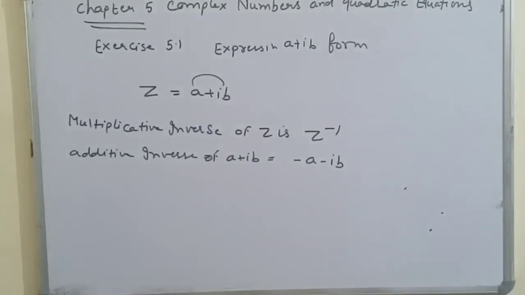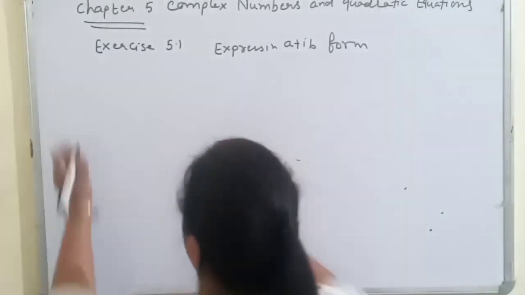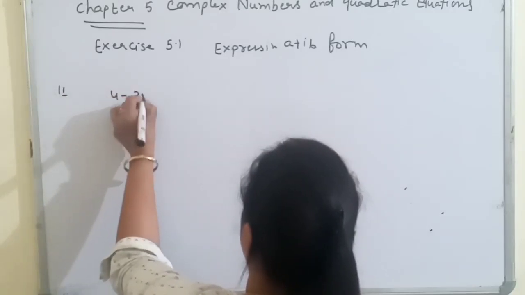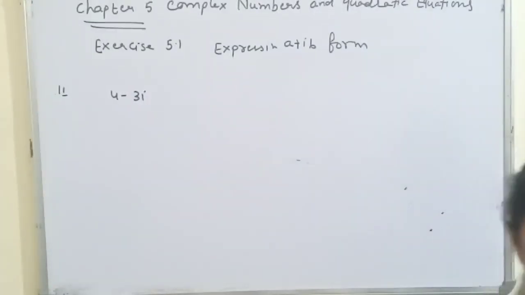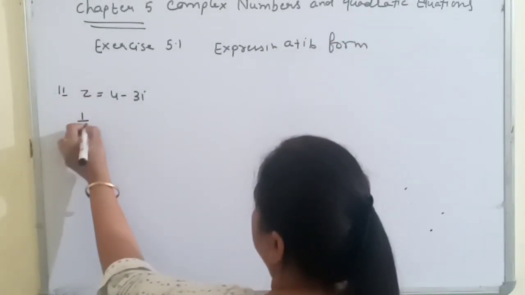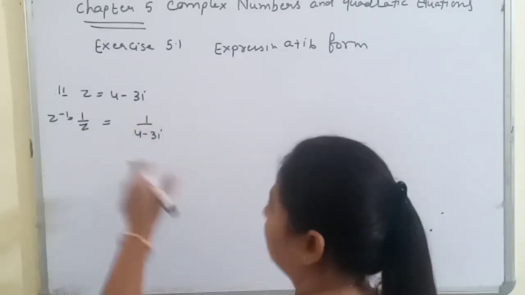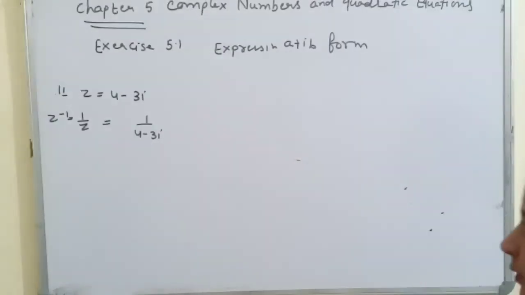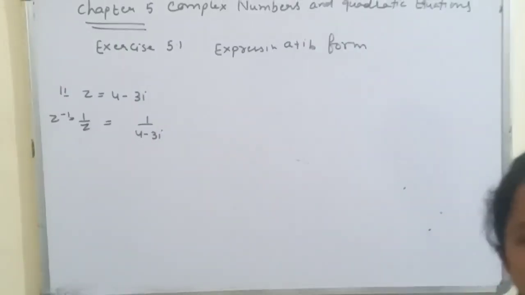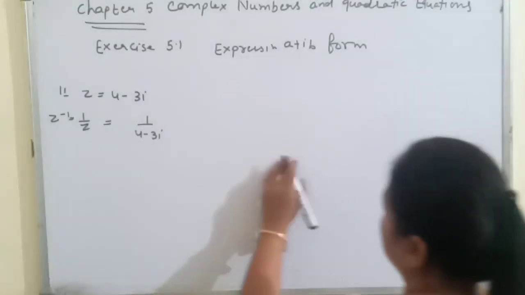So question number 11: we have to find the multiplicative inverse of 4 minus 3 iota. Firstly, we take the reciprocal of the given statement. This is Z, so what is Z inverse? This is 1 by Z, so it is 1 upon 4 minus 3 iota. Now we have to solve this. Here you can see iota is in the denominator, so we will rationalize the denominator.